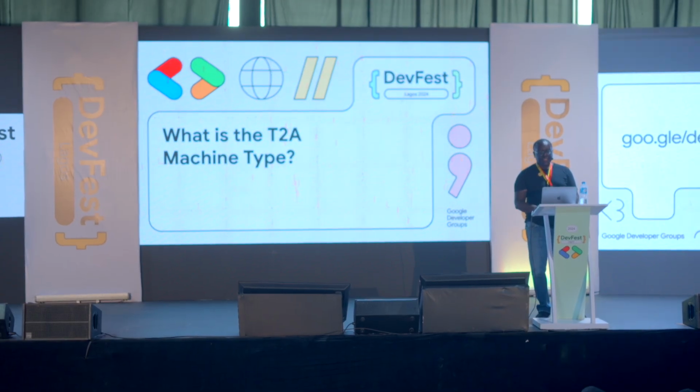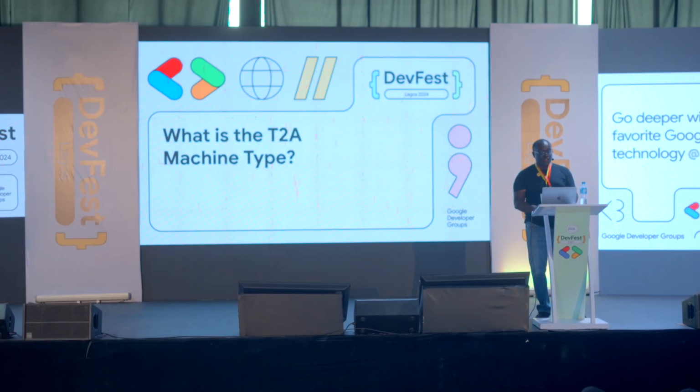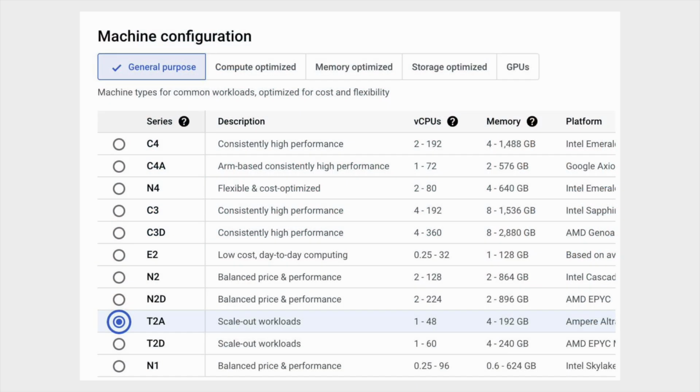And so that's what we're doing when we take a look at this T2A. We're then saying, we're not just going to pick a VM, because there are all sorts of VMs. So if you go and try to create a VM, you see you have all these VM types. There's a C4, there's an N4, there's a C3, there's an E2. What are all these? But today we're talking about this T2A, right? And T2A says it's for scaling out workloads. And then there are some interesting specs. So we can see the T2A lets you choose between 1 and 48 virtual CPUs. You can choose between 4 and 192 gigs of RAM.